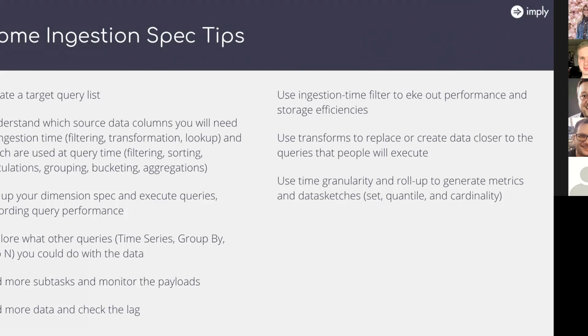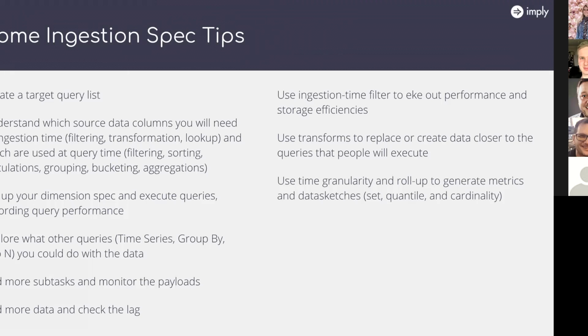Then add more subtasks, monitor the payloads for each of the subtasks that are being created, and keep checking the lag. Then add more data. I would recommend not throwing 500 gigs worth of Kafka events at it on day one. Some tips, use ingestion time filters. That helps you manage your segment sizes.